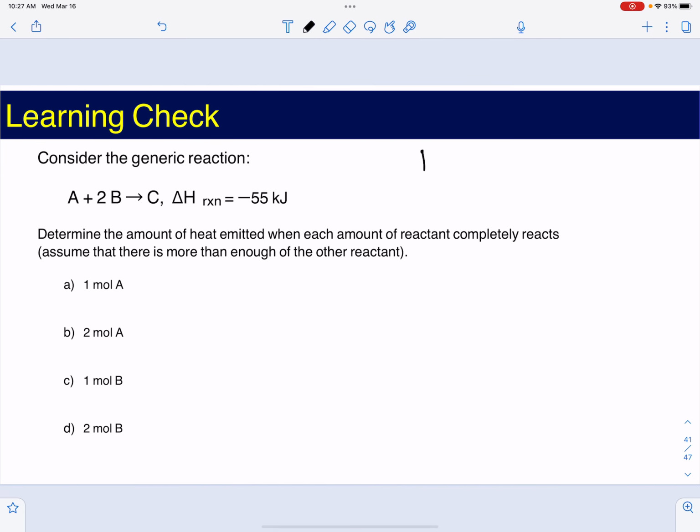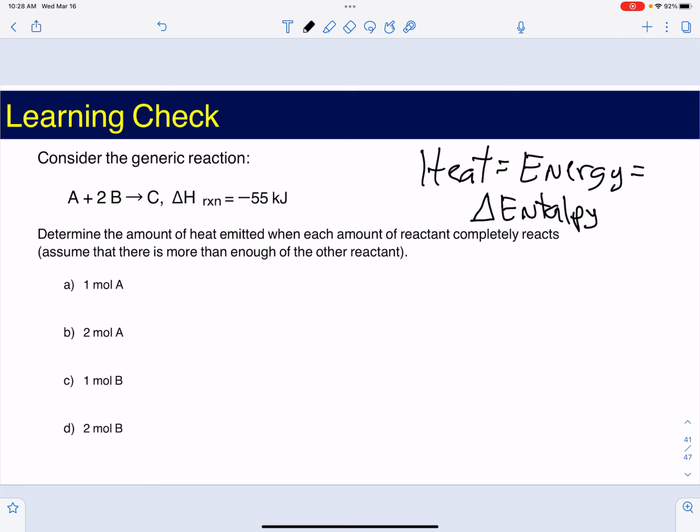So when we're talking about heat, which is what we call energy, is a form of energy. In terms of chemical reaction, we're gonna call that the change in enthalpy. So on the change of enthalpy, we're gonna define it like delta H of the reaction. So every time you see the delta H of the reaction, we're referring to the change in heat, which is the change in energy.